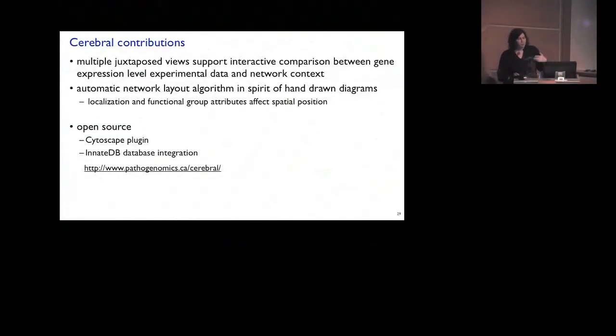So Cerebral ended up being the first system that really had these multiple juxtaposed views that really tried to solve the problem of interactively comparing the expression level new data to what was already known in the context of networks. And we proposed something that was new algorithmically, which is a framework for actually doing that, kind of inspired by the hand-drawing layout, in a way that actually scaled up beyond just the couple dozen nodes that people had been able to do with previous algorithms, because we had something that was a nice computational complexity class that was considerably more efficient than the previous work.